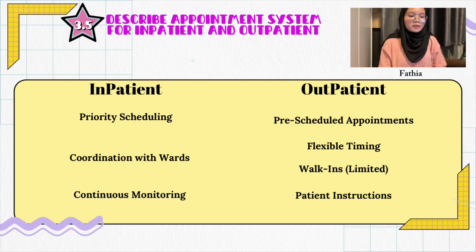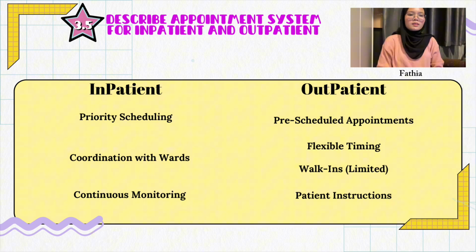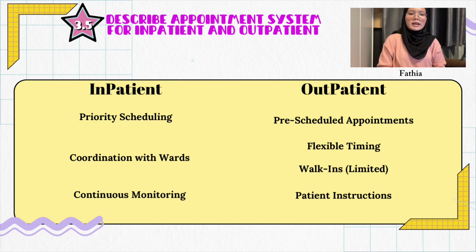13.5 Describe an appointment system for inpatient and outpatient. Inpatient means that you are admitted to the hospital and you stay overnight, while outpatient means you are not admitted to the hospital and you do not stay overnight. The appointment system varies for inpatient and outpatient. Inpatients are usually given priority. The appointment system is coordinated between wards and may require monitoring by medical staff.